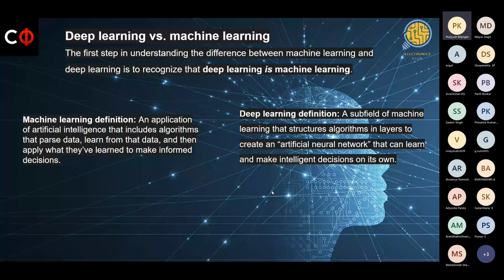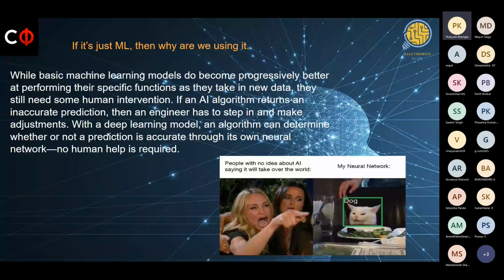While basic machine learning models do become progressively better at performing a specific function as they take in new data, they still need some human intervention. If an AI algorithm returns an inaccurate prediction, then an engineer has to step in and make adjustments. With a deep learning model, an algorithm can determine whether or not a prediction is accurate through its own neural network.